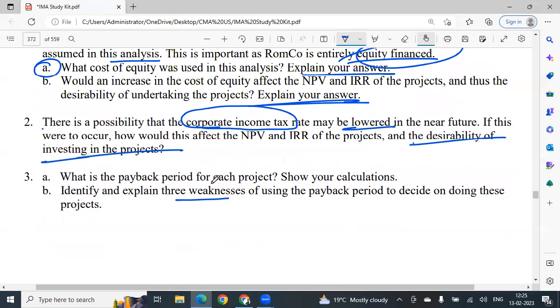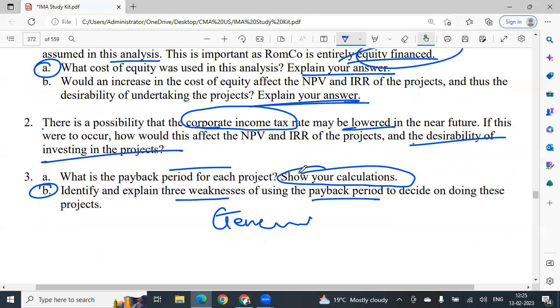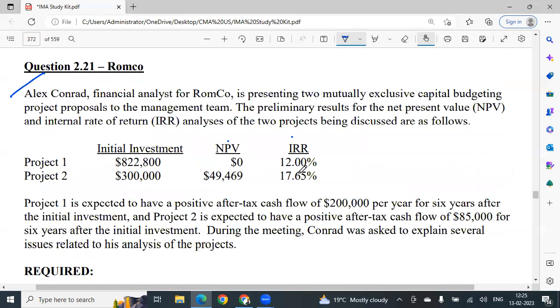Now, if you just see here, this particular question, identify and explain 3 weaknesses of using payback period, is just a general question. This is not at all related to anything for that particular content if you just see here. And then calculating this payback period, this is a calculative question out of all those. Now let's read the proper question from start.